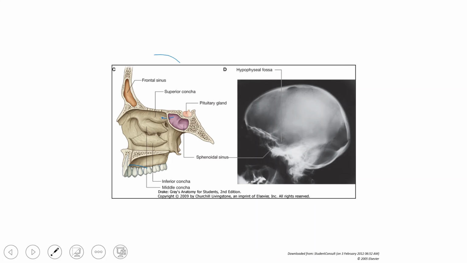In this view, we can see the blue arrow indicates the opening of the sphenoidal air sinus into the sphenoethmoidal recess. The X-ray view showing the sphenoidal air sinus here.